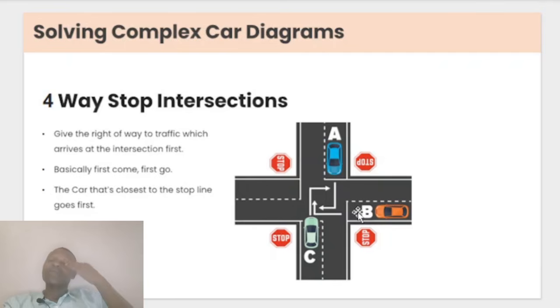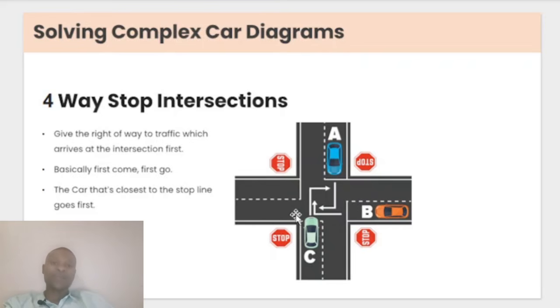How do you know that this car was the first car to come? You look at which car is closest to the stop line. So how do you do that? You can look at this, right? You can see that car C has already crossed the stop line, so car C probably was the first car to come. Car A is closer to the stop line than car B, so car A was the second.